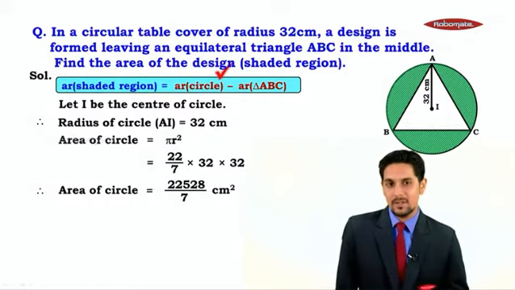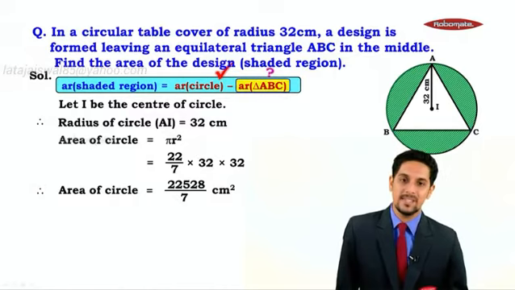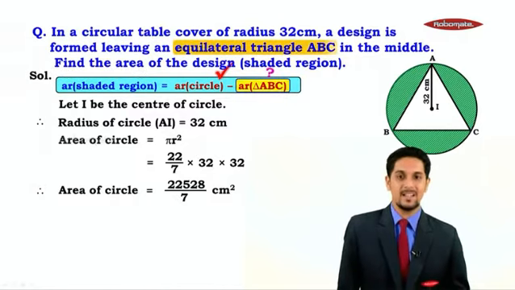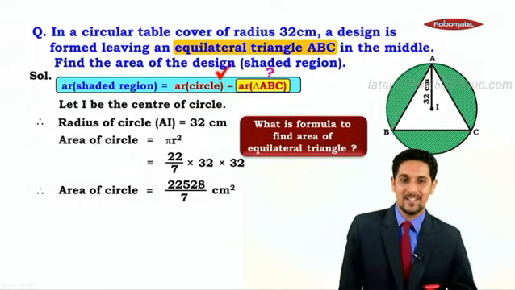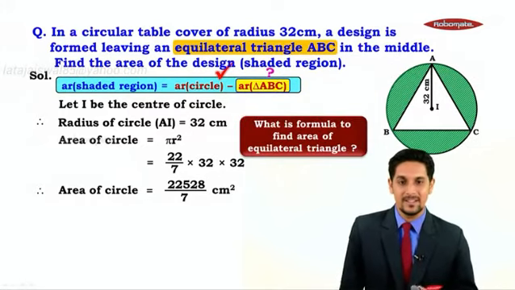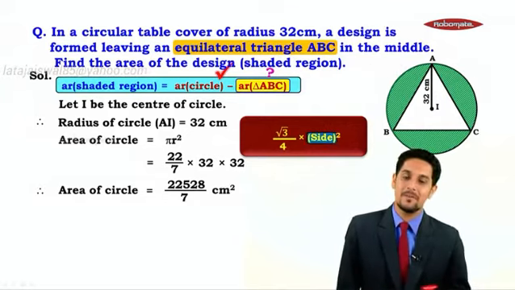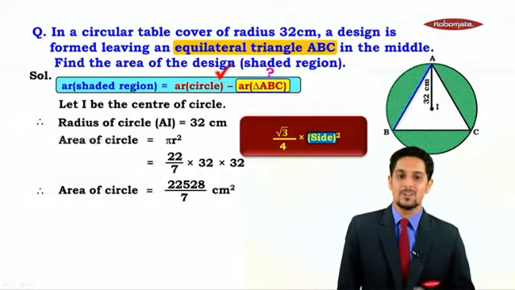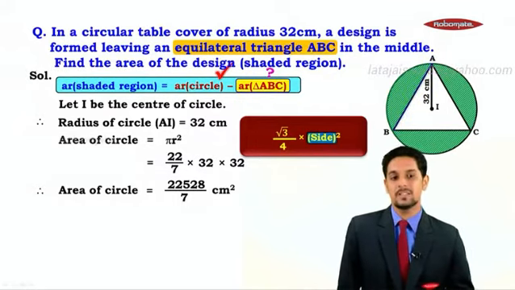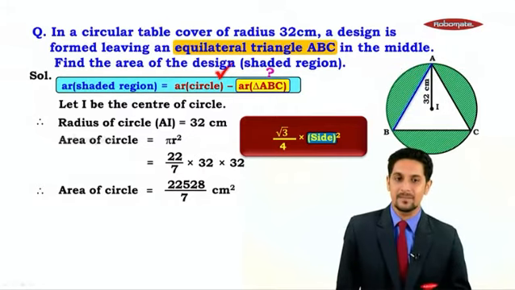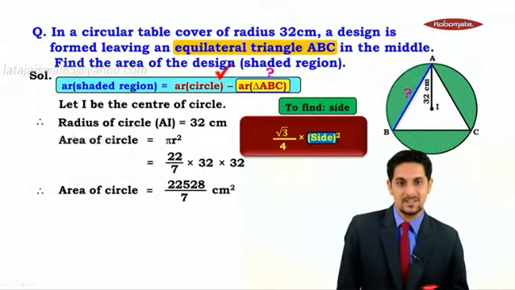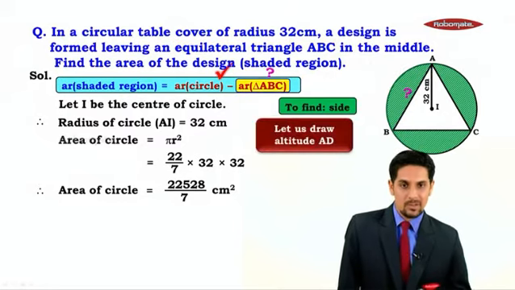Now let us think about finding the area of triangle ABC. As it is given, the triangle is an equilateral triangle. So tell me, what is the formula to find the area of an equilateral triangle? Yes, it is root 3 upon 4 into side square. But students, we don't have the value of the side. So let us focus on finding the value of the side of this equilateral triangle. For that, let us have some construction. So we are going to draw an altitude AD.